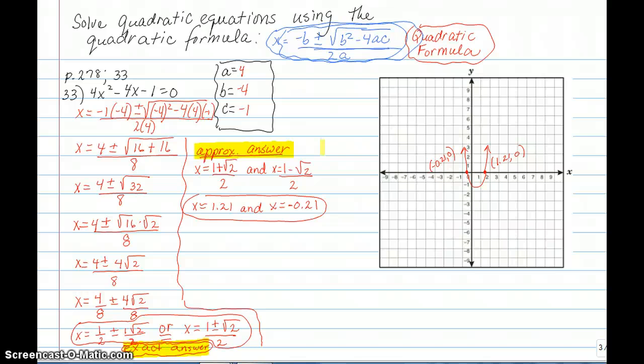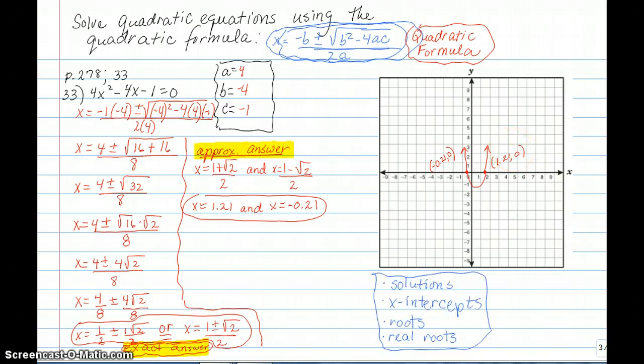Then you divide by 2, which gives you negative 0.207, etc. And negative 0.207 rounds to negative 0.21 if you're rounding to the nearest hundredths. For your graph, you have negative 21 hundredths to the left slightly of the origin, and 1.21 is to the right of 1 slightly. This parabola opens up because your a value is 4, and you found the x-intercepts. The y values are always 0 because these are x-intercepts.